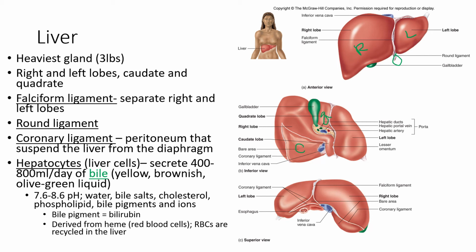This is going to be a yellow to brownish olive green liquid, and that is why the gallbladder is green itself. It kind of gets stained from all that bile. What's interesting is that bile is also going to give feces its brown color as it is released into the small intestine. It ends up pigmenting your feces, and that is why it's brown.